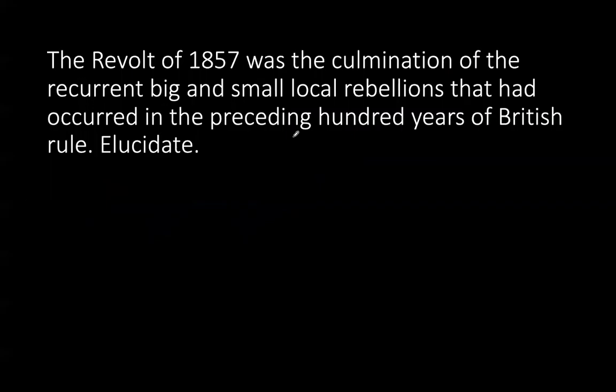Moving to the next question, the revolt of 1857 was the culmination of the recurrent big and small local rebellions that had occurred in the preceding 100 years. So 1757 to 1857, roughly. Preceding 100 years of the British rule, elucidate. So this question is actually about the culmination. It is about the causes of the revolt of 1857, which is phrased in a way which says culmination of the recurring big and small local rebellions.